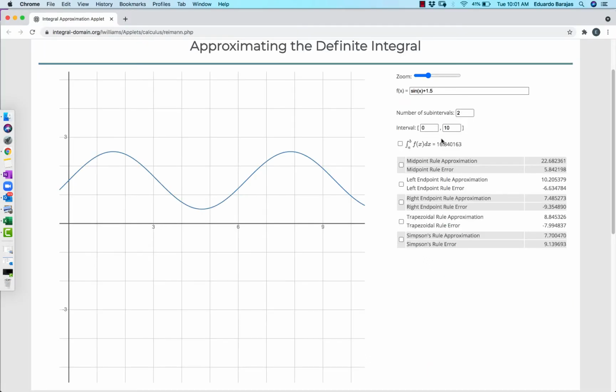Once again, to visually demonstrate this process, let's say I have the equation sine x plus 1.5. So here's sine x, and it's been transformed up vertically by 1.5 units. Okay, so let's say that I wanted to approximate the area. Let's go from 3 to 9. Let's go from 3 units to 9 units.